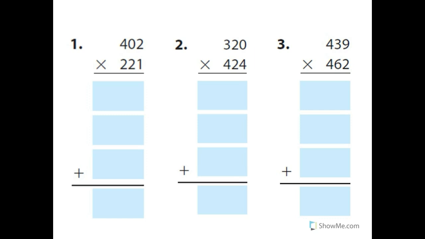Alright, so multiply by the 1s first. So 1 times 2 is 2. 1 times 0 is 0. 1 times 4 is 4. Then I have my tens. I have my tens there, so I'm going to drop my 0. 2 times 2 is 4. 2 times 0 is 0. 2 times 4 is 8.